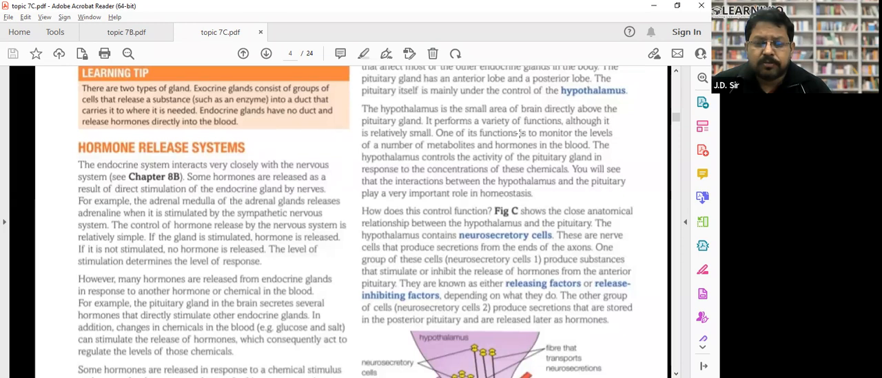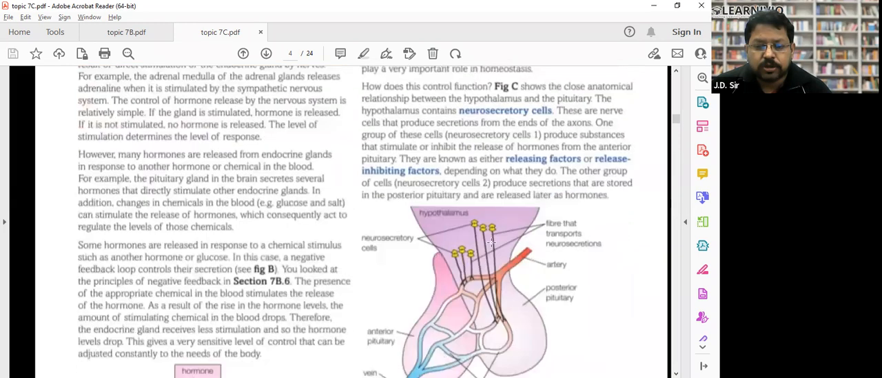It performs a variety of functions although it is relatively small. One of its functions is to monitor the level of a number of metabolites and hormones in the blood. The hypothalamus controls the activity of the pituitary gland in response to the concentration of these chemicals. You will see the interaction between the hypothalamus and pituitary gland plays a very important role in homeostasis, because it works on a feedback mechanism. How does this control function?